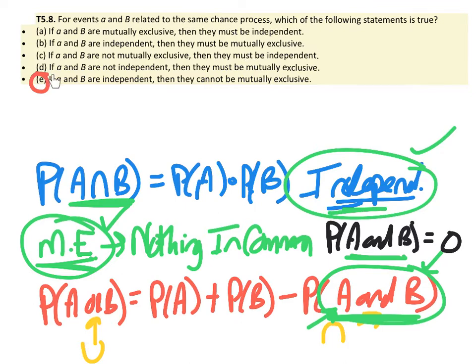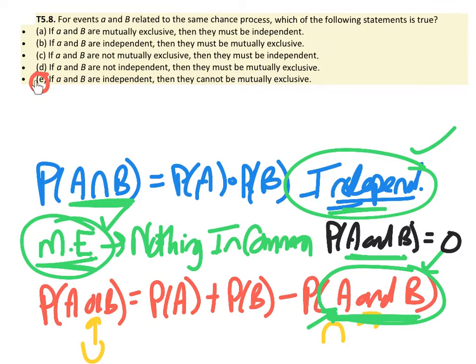Letter D: if A and B are not independent, then they must be mutually exclusive. Again, that word must is very strong. If A and B are not independent, it means there is some dependency. Again, I'm going to go back to being a redhead and someone having blue eyes. Then it says they must be mutually exclusive. Well, it doesn't mean that they must have nothing in common.